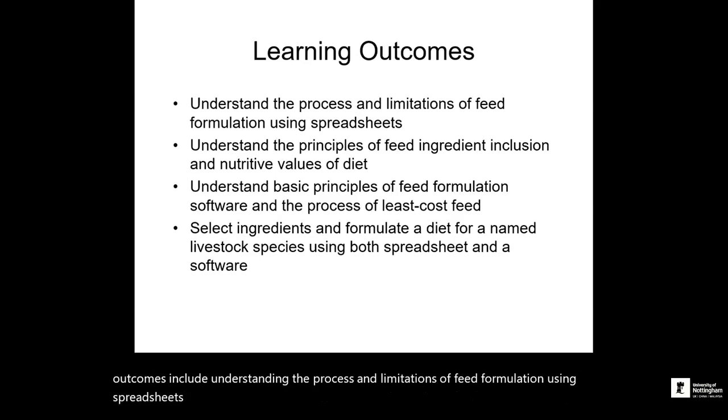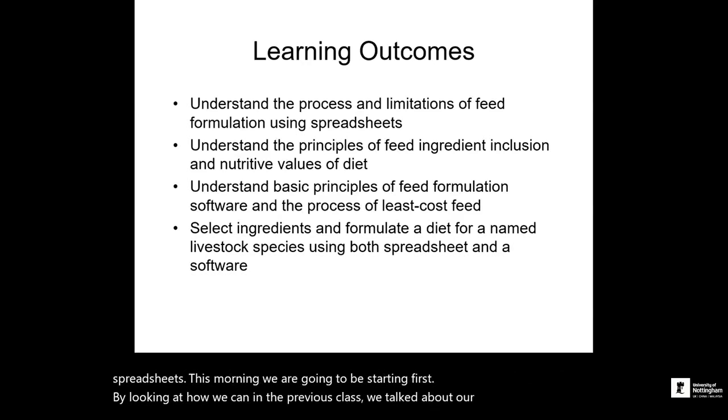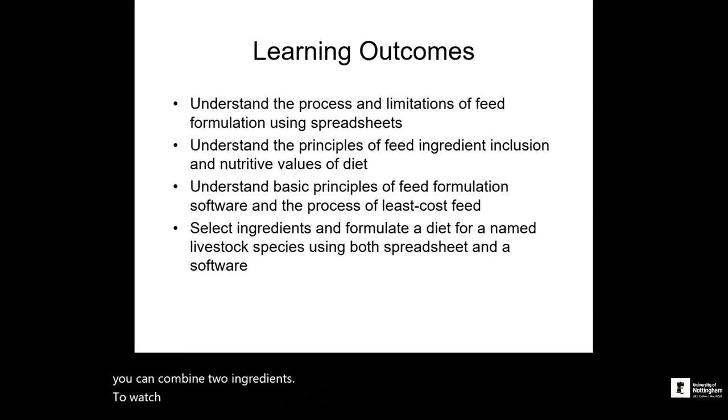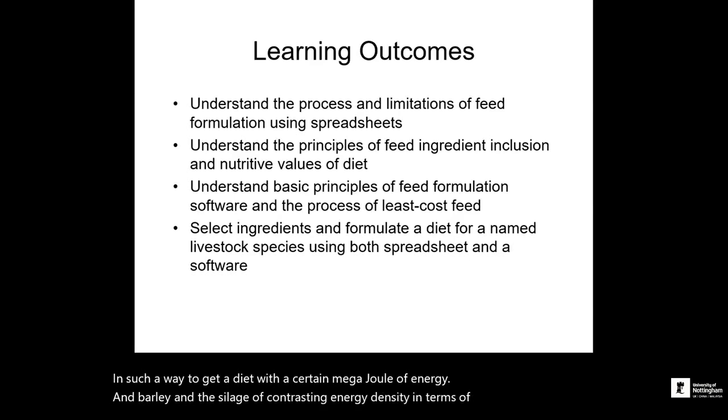This morning we're going to be starting first by looking at how we can, in the previous class we talked about a simple Pearson square, where you can combine two ingredients to achieve a certain result. For example, if you want to mix, say, maize, or let me say, silage and barley in such a way to get a diet with a certain megajoule of energy, and barley and the silage have contrasting energy density in terms of metabolizable energy, how you can mix?